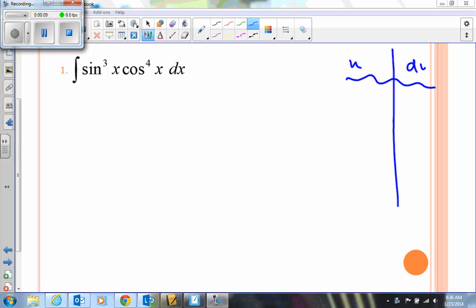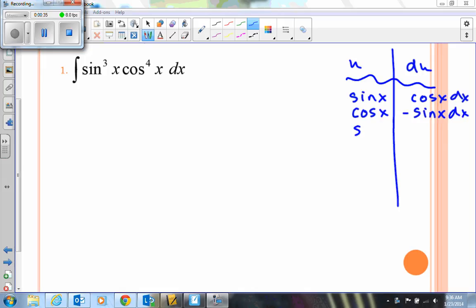My u, what am I going to have to pull out for my du? So let's just remember, if I can get everything in terms of sine x, what am I going to need pulled out for my du? I'm going to need a cosine x dx. If I picked cosine, what am I going to need? I'm going to need my sine x dx somewhere, manipulated, okay?